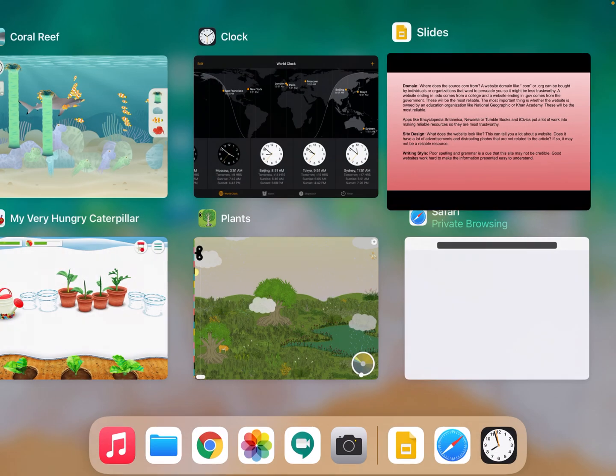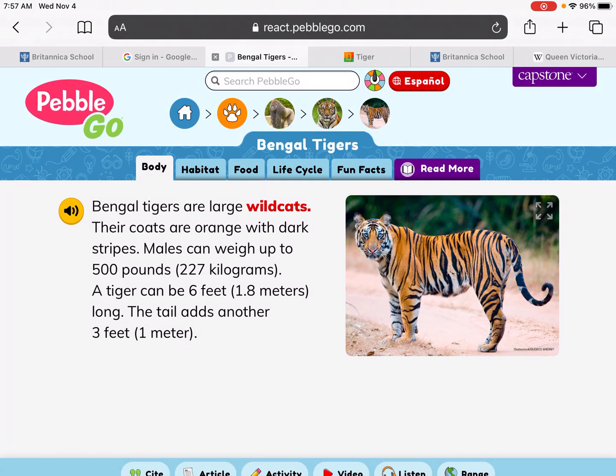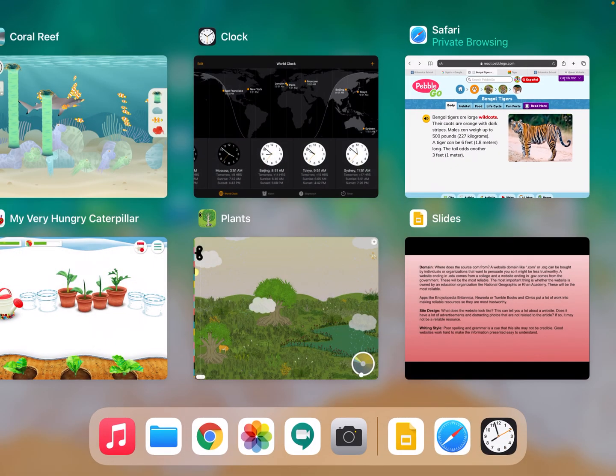And last is the writing style. Is it easy to read? Bengal tigers are large wildcats. Their coats are orange with dark stripes. Yes, this is very well written. This is easy to read. So I would say that this is a very reliable source.